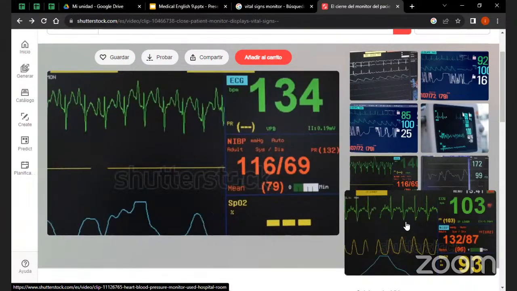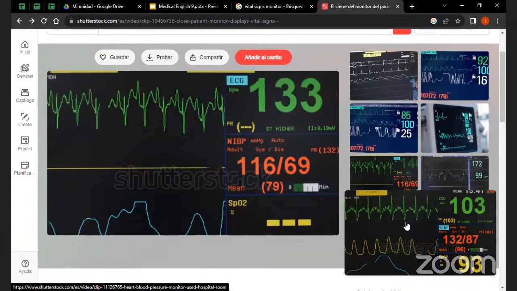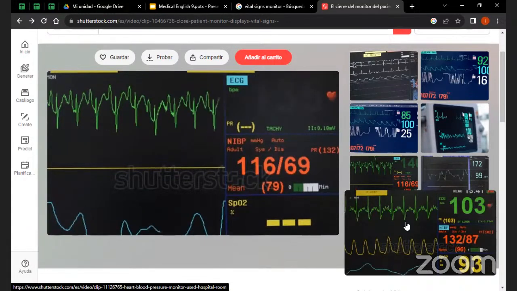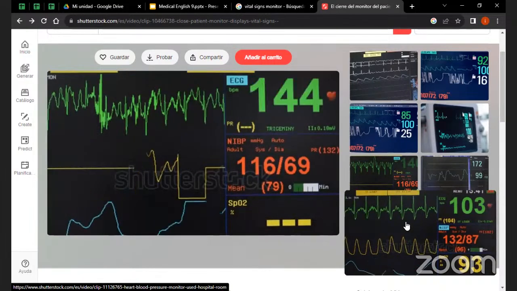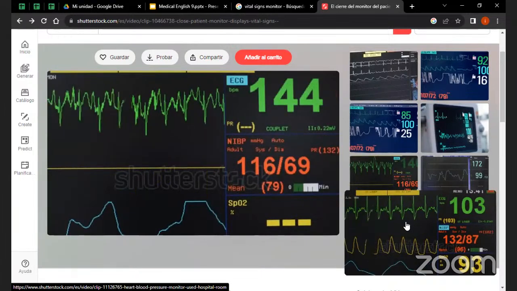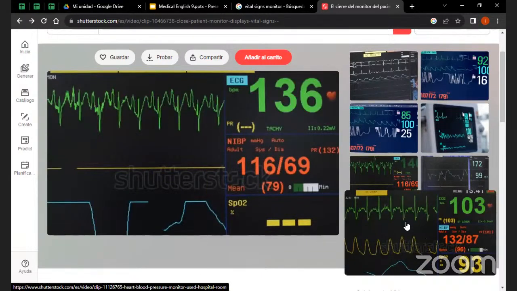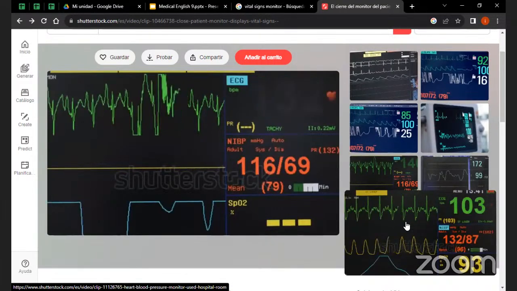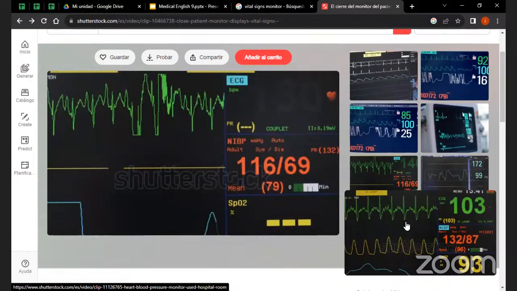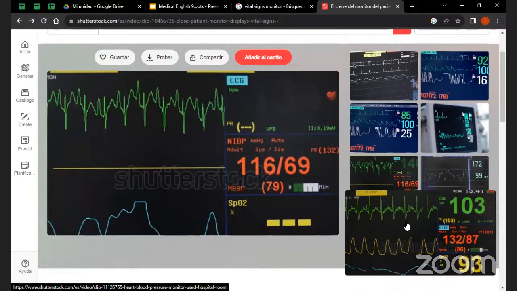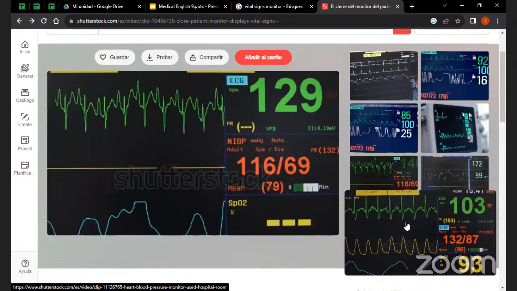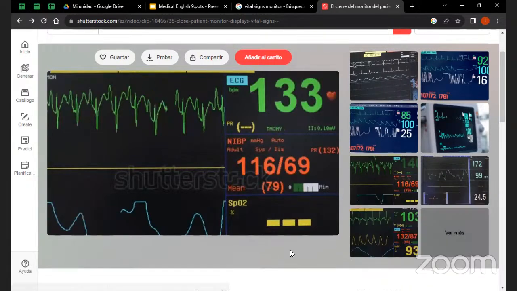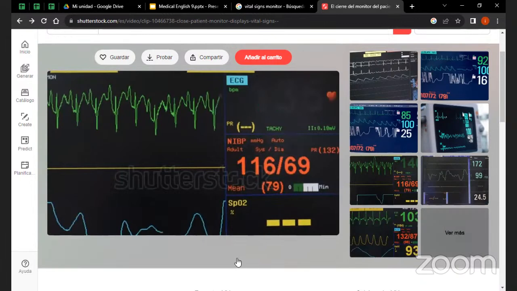Maybe I could say that the electrocardiogram is not in the right way, and also the heart pressure, the systolic one, is also higher than the normal parameters, a little high. Okay. Give me a second. Okay.